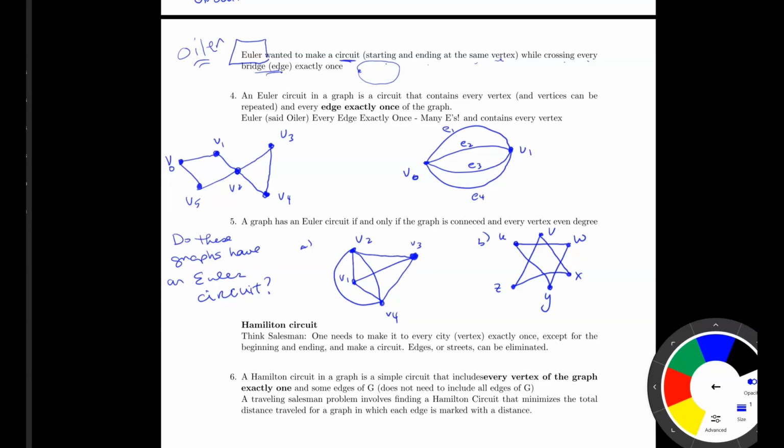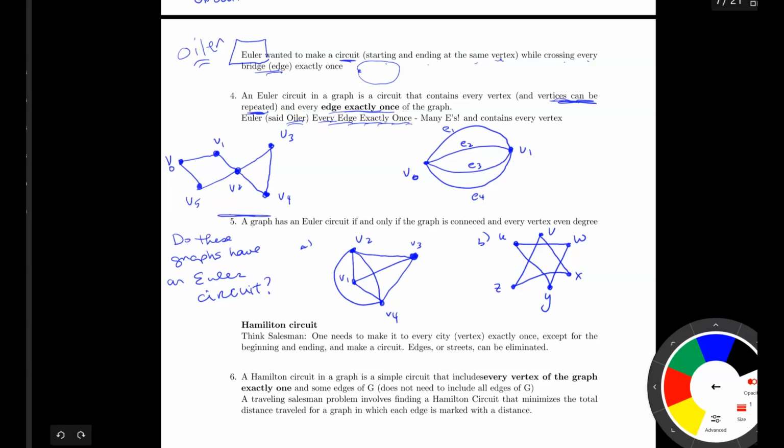All right, so an Euler circuit is you want to have all the vertices can be repeated. Okay, so let's remind ourselves of this. You can repeat a vertex, but every edge exactly once. So you say at Euler, every edge exactly once for an Euler circuit. So is there an Euler circuit for this?